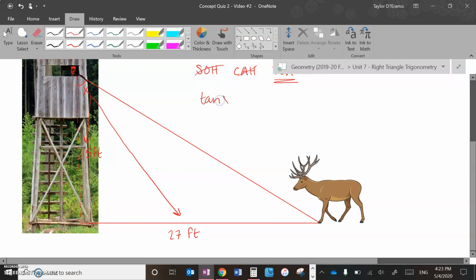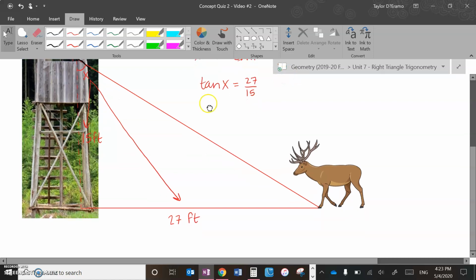So I'm just going to do tan and then x, because we don't know what the angle is, equals, and then we know it's opposite over adjacent, so 27 over 15. And now we're going to switch x over to the other side and make that tan^-1, since we've taken out the x, times 27 over 15.